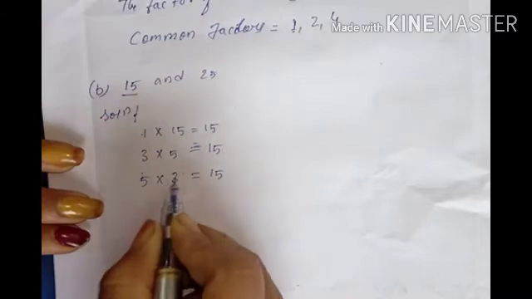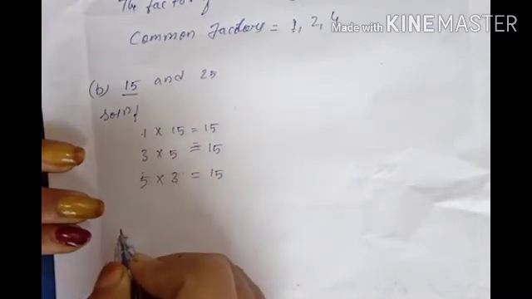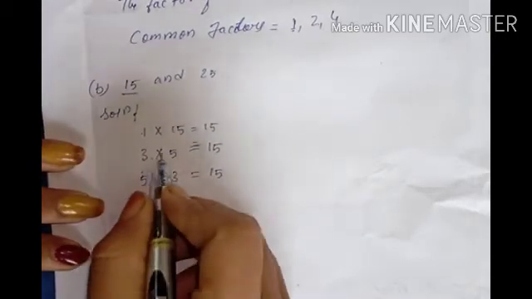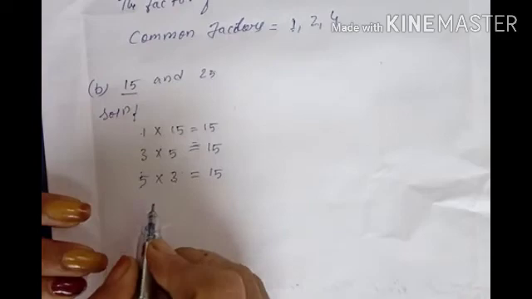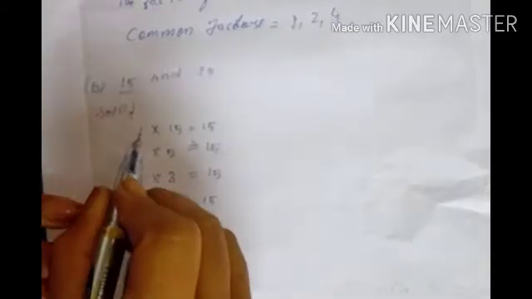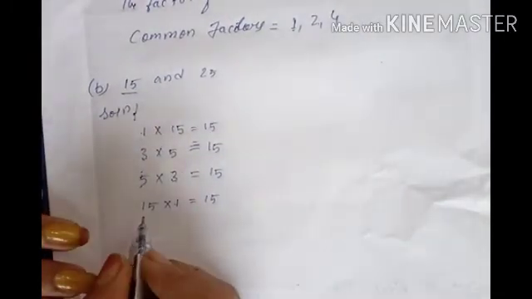If the numbers 3 and 5 are already there, and now again it repeats 5 and 3, then there will be no other number. If it is repeating like this, then you have to end here. And also you can write 15 into 1 is also 15, because 1 into 15 is 15. So which are the factors here?